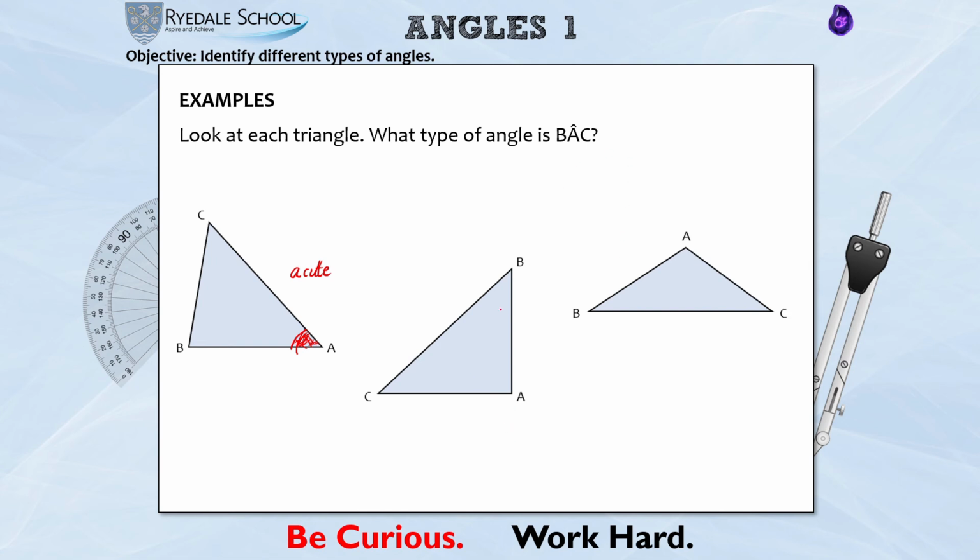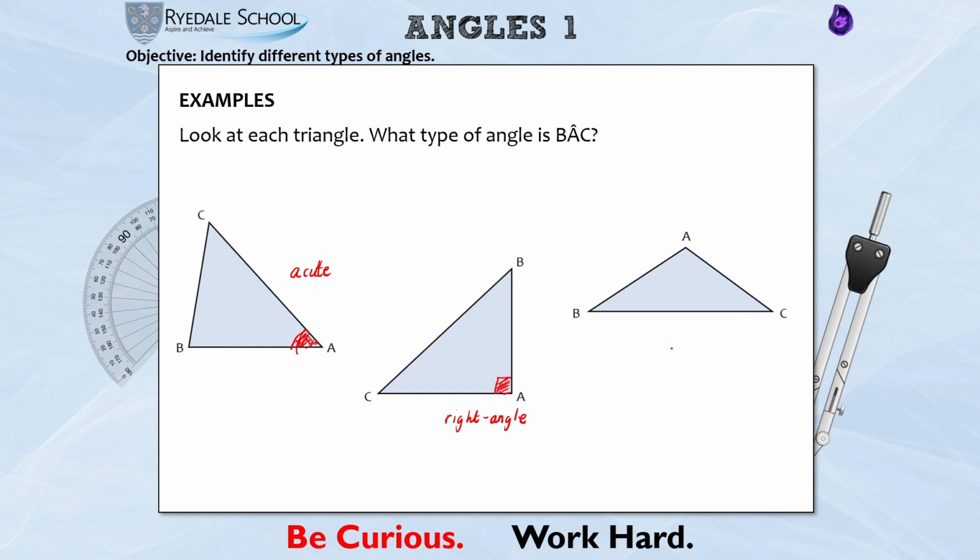How about angle BAC in this second triangle? From B to A to C is that angle there. Well, I don't know if you've noticed, but BA is a vertical line, CA is a horizontal line, so that actually is a perfect right angle. So in this triangle, BAC is a right angle.